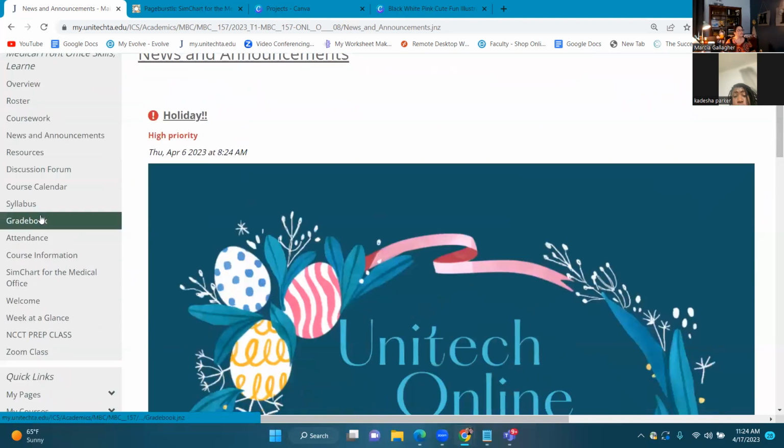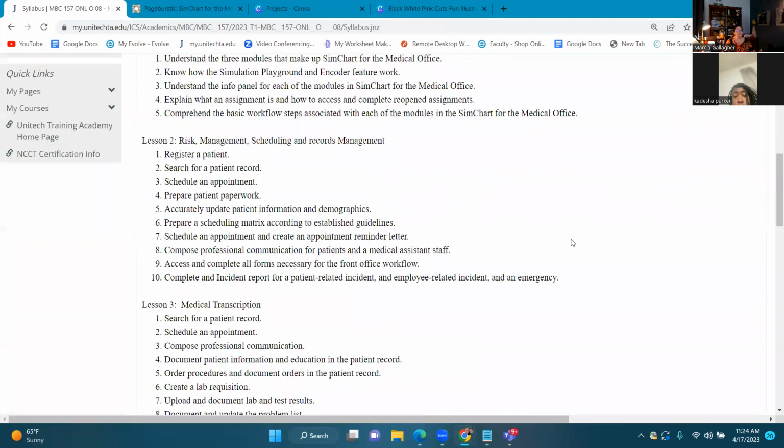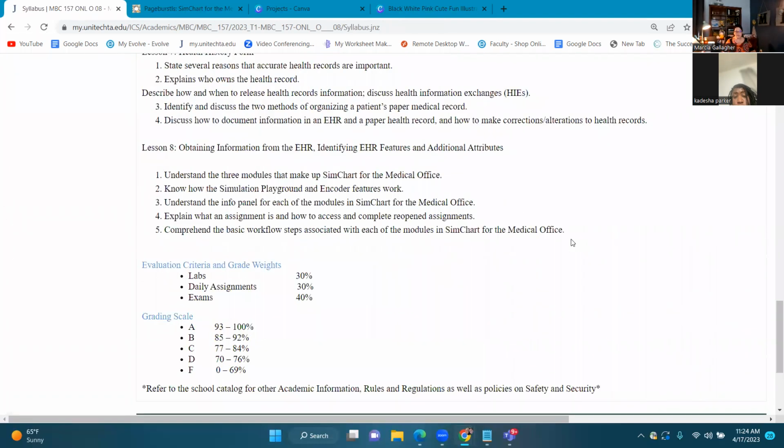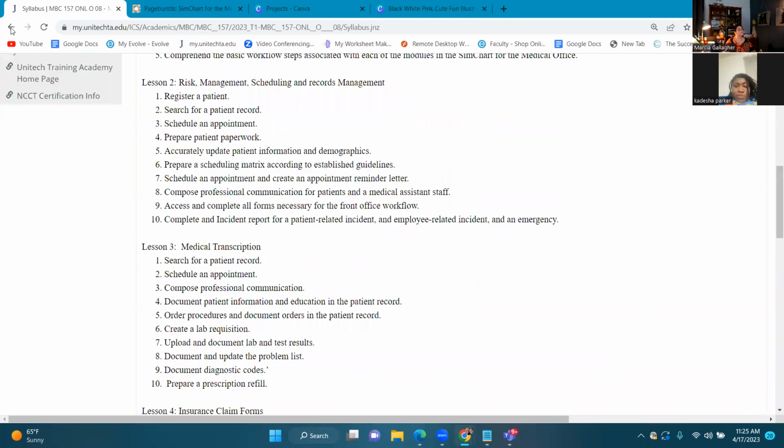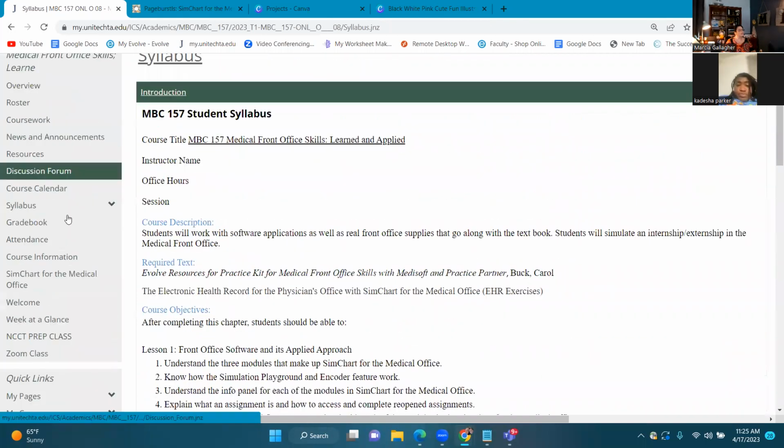So let's see, your syllabus. Your syllabus is always going to be here. In your syllabus, one of the most important features is going to be down here, where it tells you your labs are 30%, your daily assignments are 30% of your grade, and your exams are 40%. And then it gives you our grading scale if you ever have a question. So that's the syllabus.